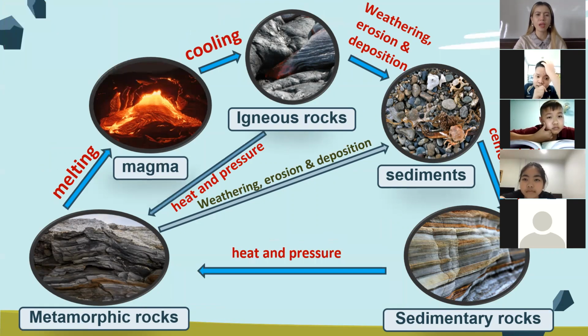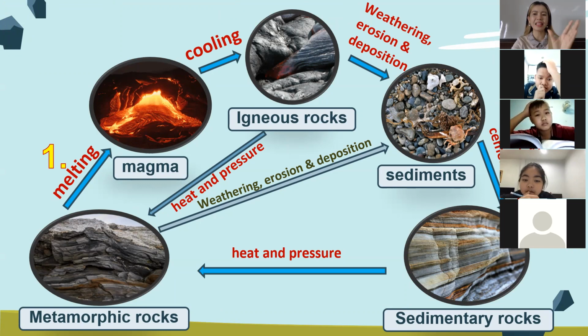Okay, in a simple way, I have here the first step. Look at the numbers, okay? The first step is melting. The metamorphic rock will melt and turn to magma. After that, number 2 is cooling. The magma is cooled down and it will become igneous rocks.